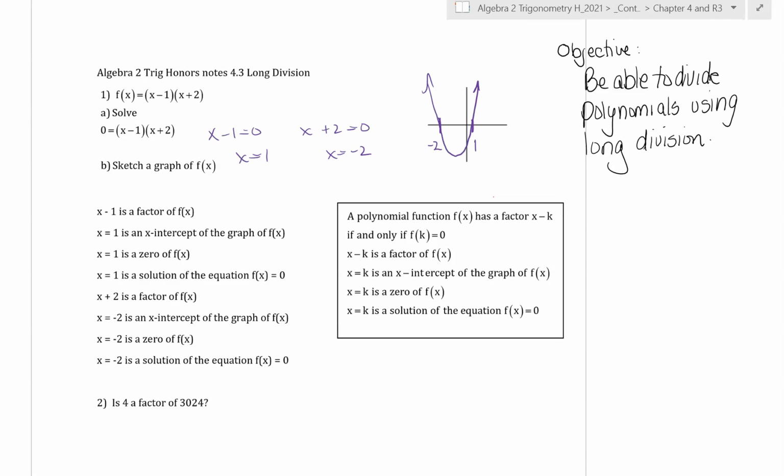Alright, so we solve the equation. x minus 1 equals 0, so x equals 1, or x plus 2 equals 0, so we have x equals negative 2. So we have 2 x-intercepts for this quadratic equation. One of them is at negative 2, one of them is at 1. So let's think about what that means.